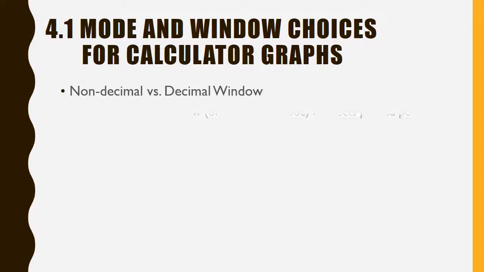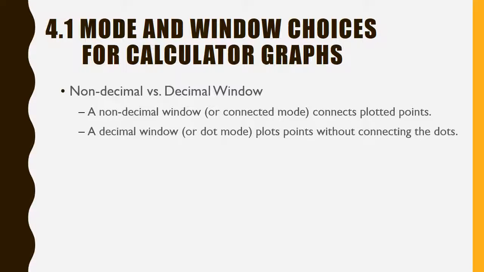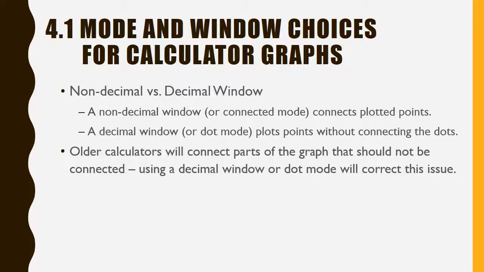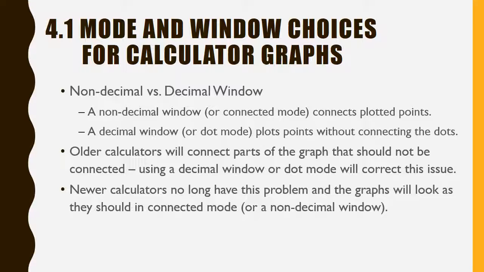Now, this is just another reminder that if you have an older calculator, they tend to put lines in there that should not be where there are discontinuities. So a non-decimal window or connected mode connects plotted points. A decimal window or dot mode plots them without connecting the dots. Older calculators will connect parts of the graph that should not be connected, and using a decimal window or dot mode will correct this if it bothers you. Newer calculators don't have this problem, and the graphs will look fine, and you shouldn't need to worry about that.